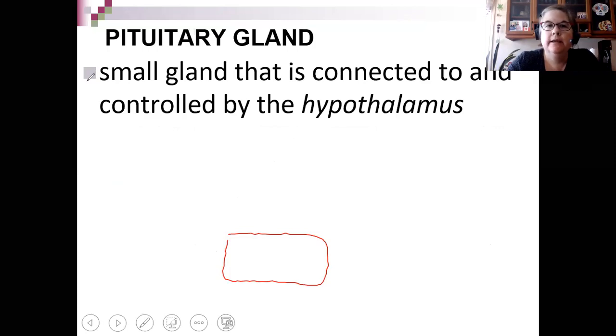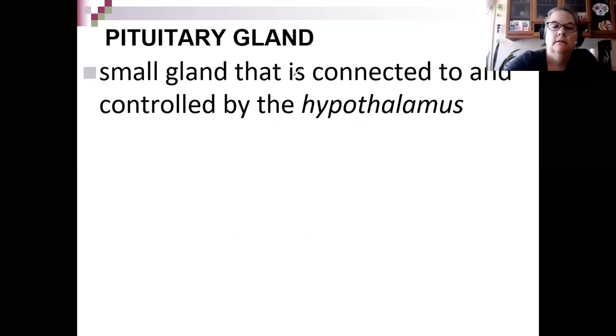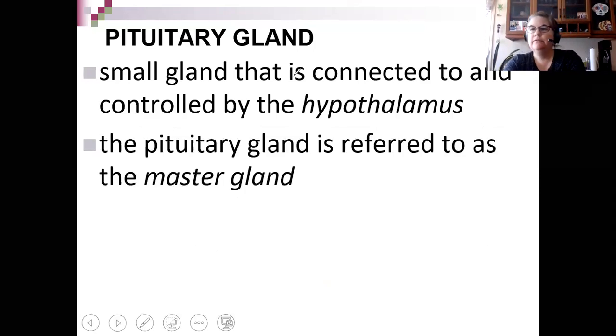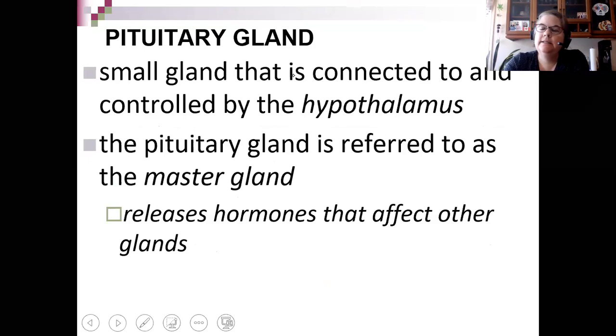The pituitary, a small gland that's connected to and controlled by the hypothalamus. So it's referred to as the master gland because it releases hormones that affect other endocrine glands. Okay.